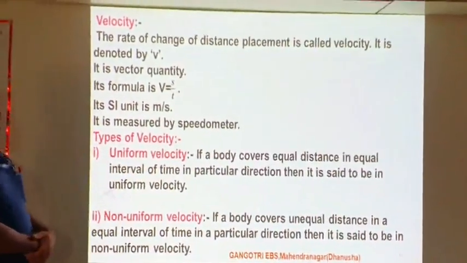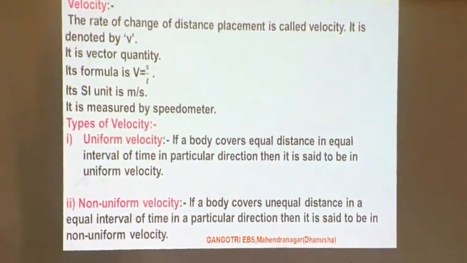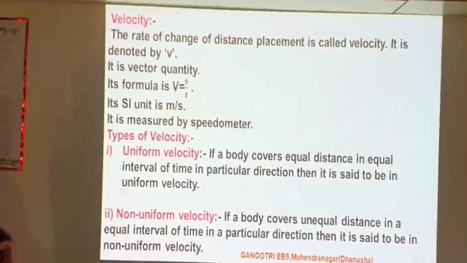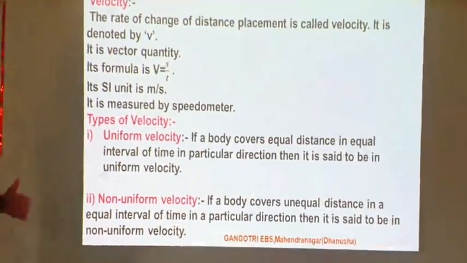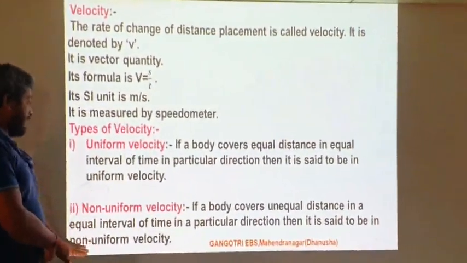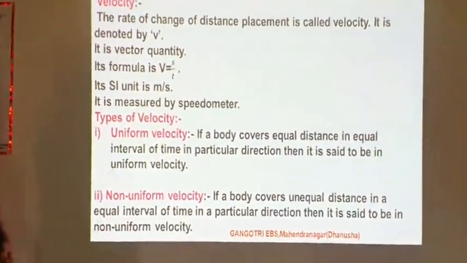Next is non-uniform velocity. If a body does not cover equal distance in an equal interval of time in a particular direction, then it is said to be non-uniform velocity.